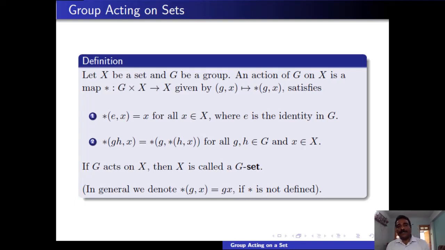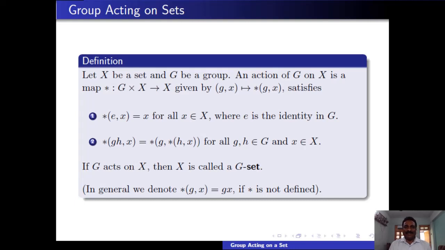As we know, if the group operation is not specified clearly, then we always take the group operation as multiplication. Similarly, in the group action, if the star is not defined, we define star of (g, x) as g times x. That means by the left multiplication.